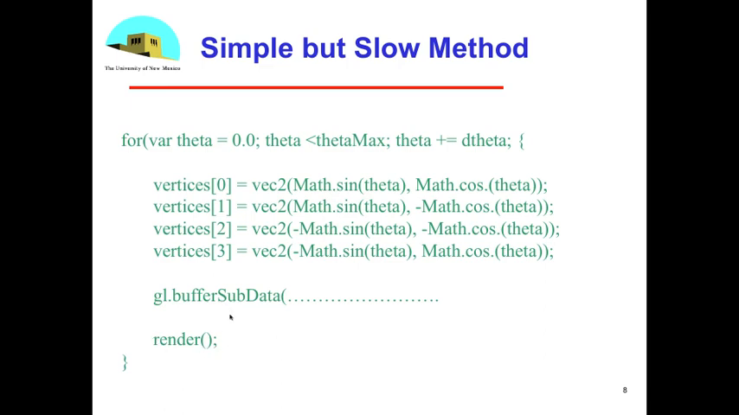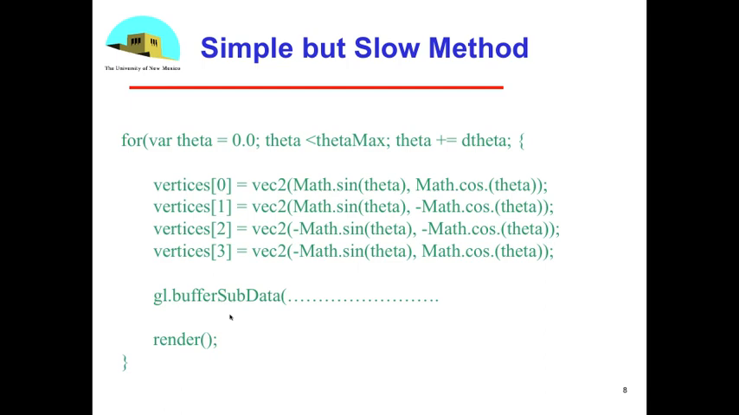Well, that'll work. Because each time you're putting 4 different values along that unit circle into that same array on the GPU, and every time you run the render function, it's going to render those. Well, that's not such a hot way to do it because we said, no, we don't want to keep sending data out to the GPU.